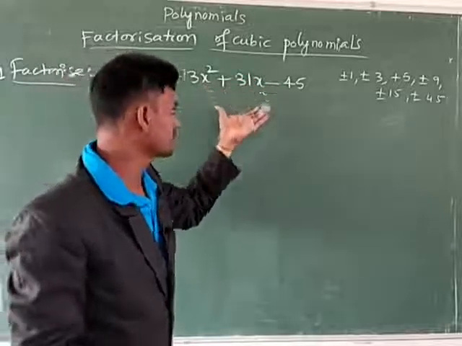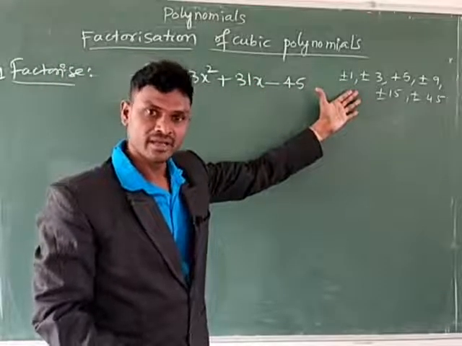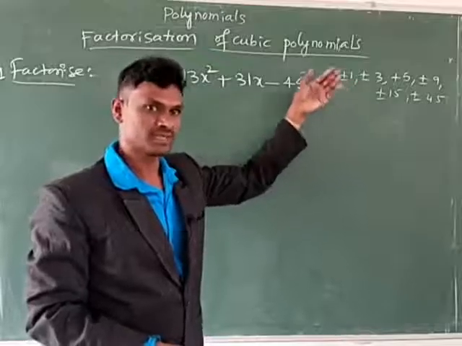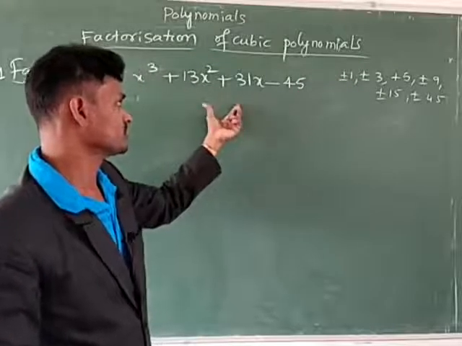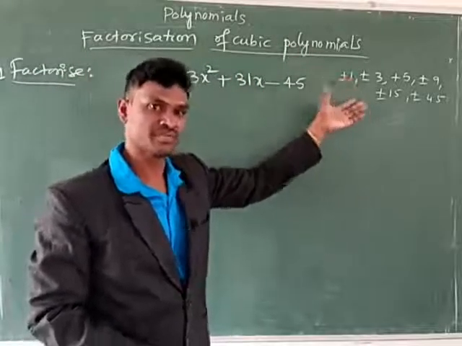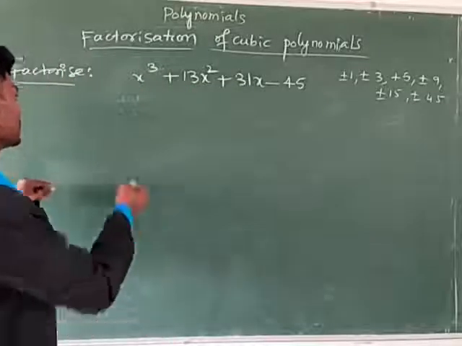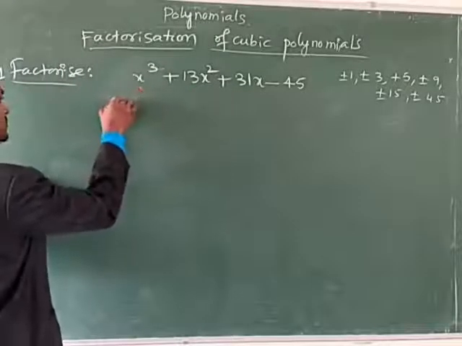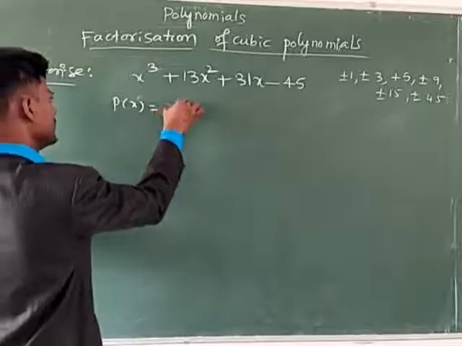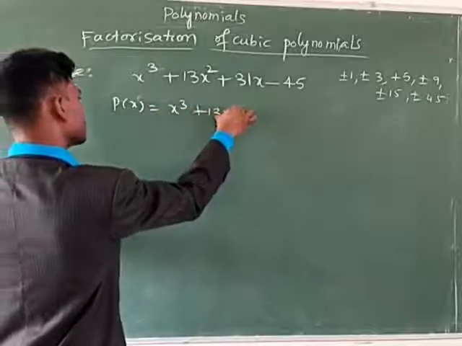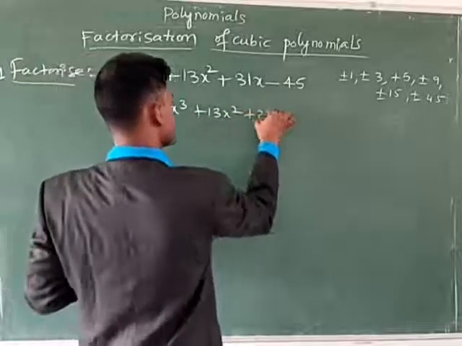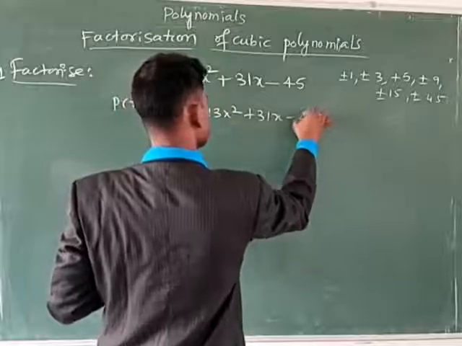If the value is equal to 0, then x is equal to 1 is a factor. Suppose x is equal to minus 1 also gives 0, then x is equal to minus 1 is a factor of this polynomial. Now you have to check. The polynomial is p of x is equal to x cube plus 13x square plus 31x minus 45.